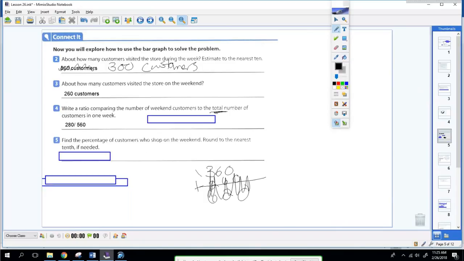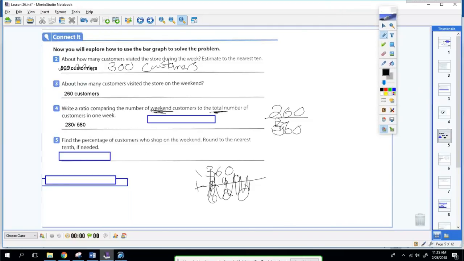Okay, and we can always get different numbers because it's not exact on the graph, but these are rough estimates. So my total number is 560 customers, and it wants us to make a ratio comparing the number of customers for the weekend. So I had 260 customers for the weekend, and I had 560 total customers throughout the entire week.